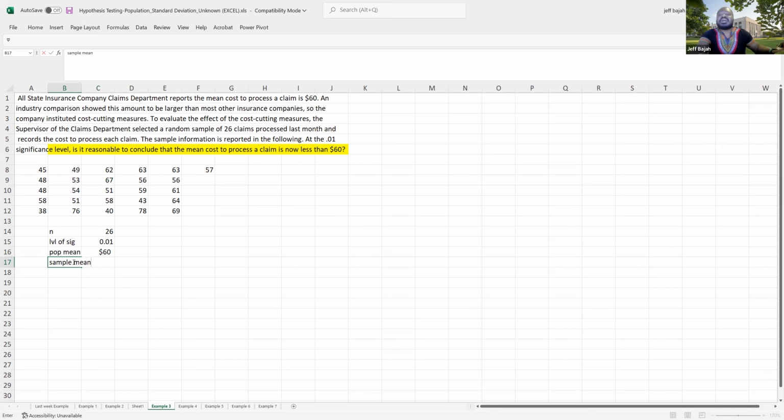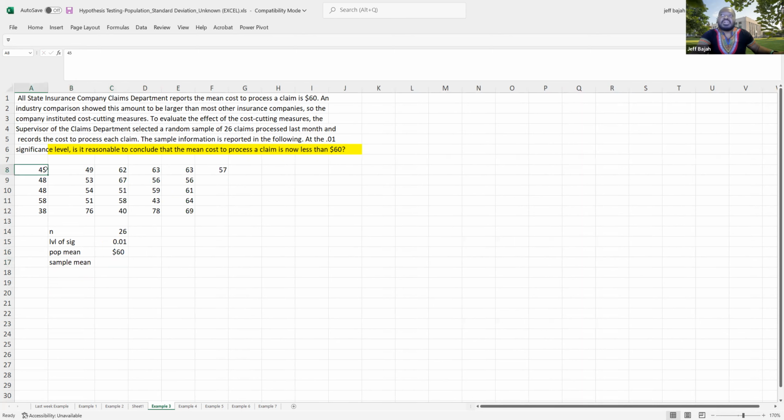Now, our sample mean is not given, but we're given a bunch of samples, so we can find our sample mean easily. We're just going to find the average of those values. That will give us a sample mean. So we go here and we find the average, and so we got that. That's our sample mean right there.